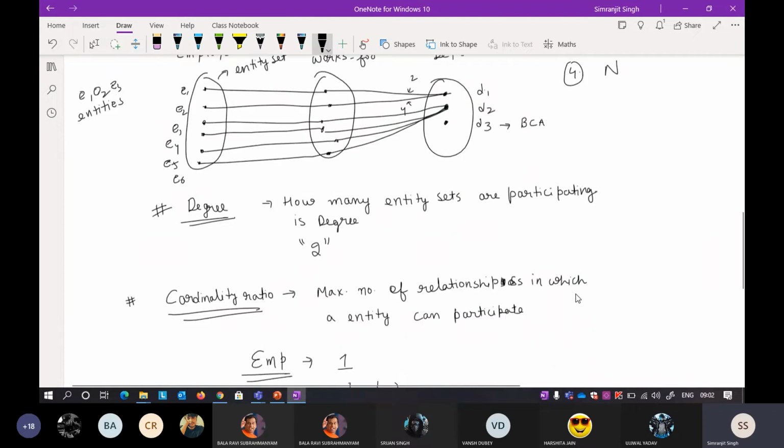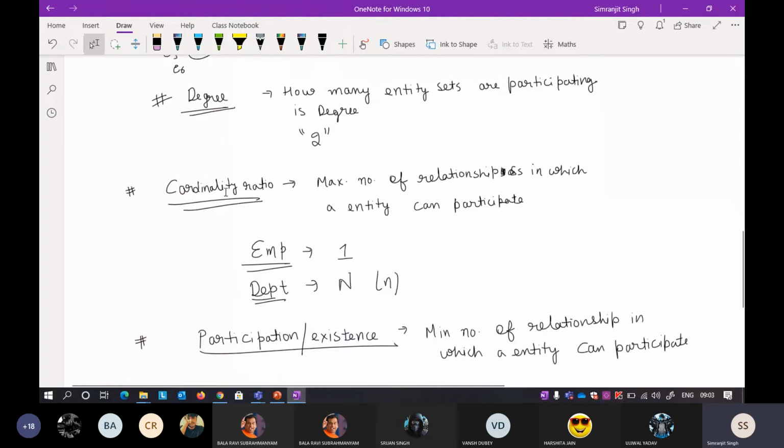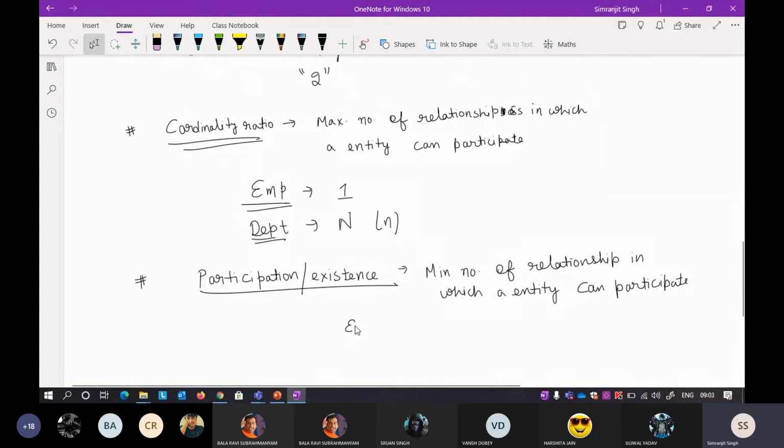Okay, so if you're seeing here, what is the minimum number of relationships? E1 is participating in one relationship, E2 is also participating in one, E3 is also one, E4 is one, E5 is one, and E6 is one. So the minimum number of relationships that every entity is participating in here is one. So you can say from the employee side, the minimum relationship part is one.